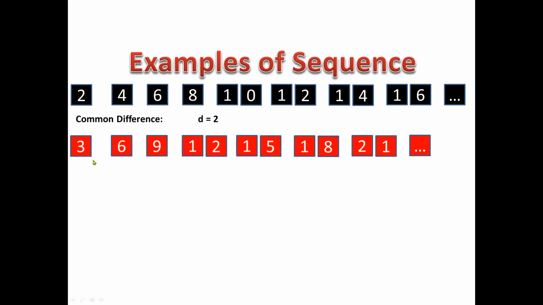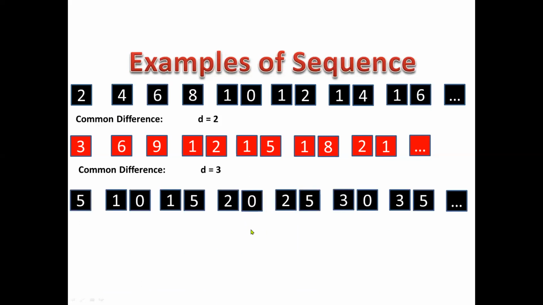So, kung papansinin natin yung ating sequence, ano yung common difference natin, anak, na napansin mo? Po, may 3 po for every interval. Yes. So, our common difference in this given sequence is equal to 3. So, ginagamit natin ang variable na letter D for common difference. Another example, we have the multiple of 5. 5, 10, 15, 20, 25, 30, and 35.